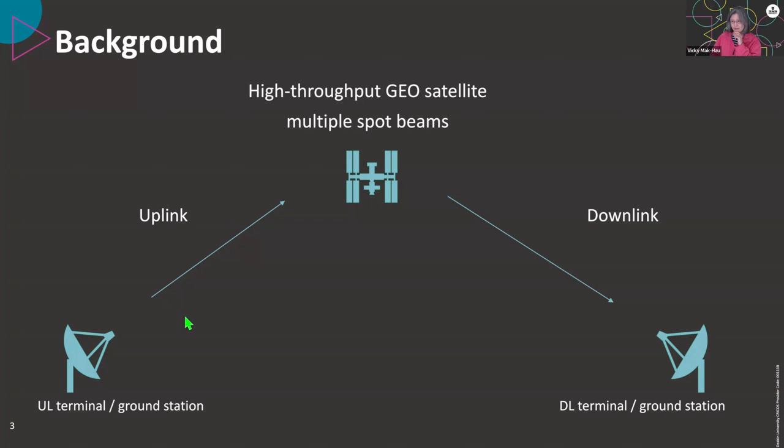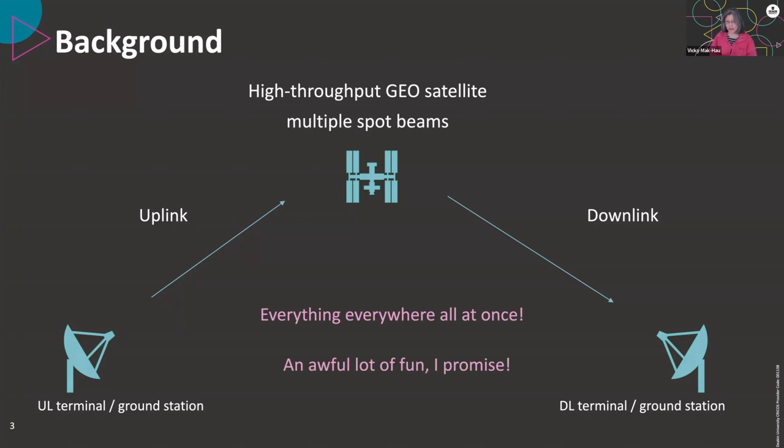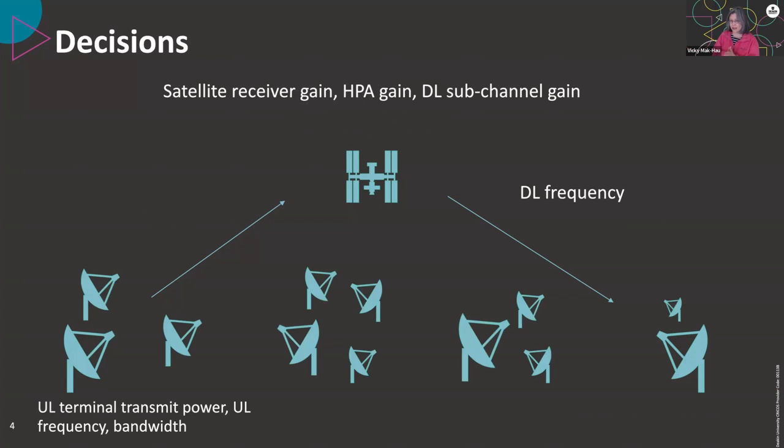And we also have other things that make it even more complicated. So we essentially have to make a lot of decisions at the same time. We call it an everything everywhere all at once kind of problem. But it is a lot of fun. So now, about the decisions we need to make, we call them decision variables. This is only the first slide that describes the decision variables.